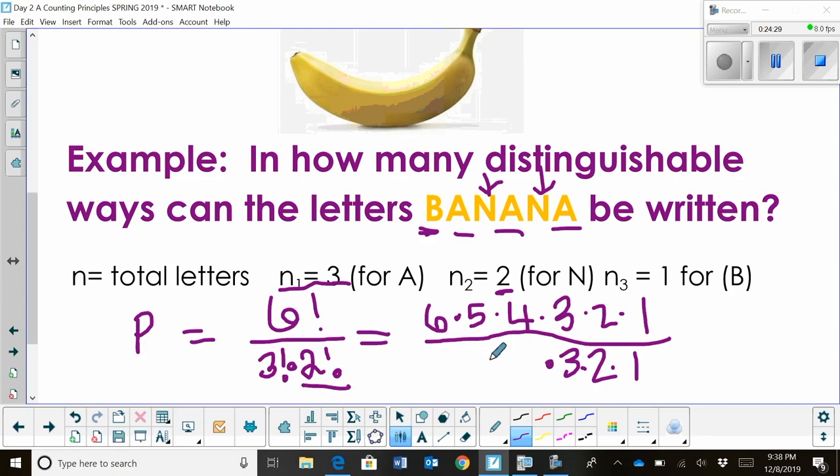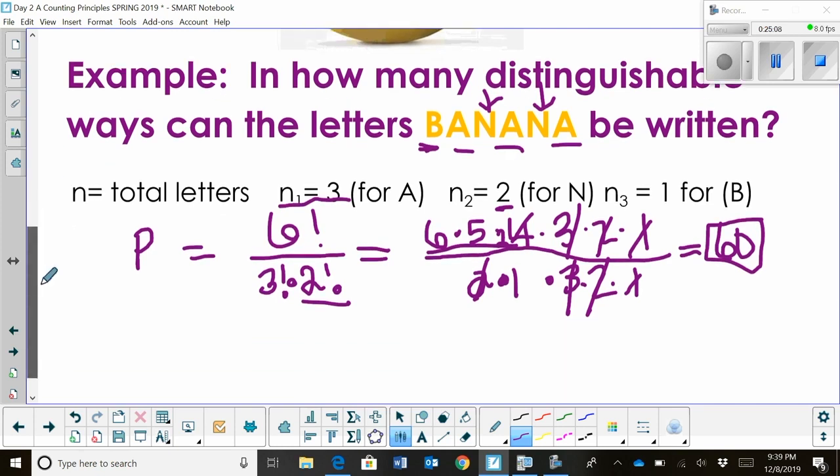Then I have a 2 factorial. Well, 2 factorial is 2 times 1. So I'm going to write that one all out. Now let's cancel out what we can. We can cancel the 3s, we can cancel the 2s, we can cancel the 1s. And then 2 does go into 4, so I could reduce this by 2. And then really, I'm just multiplying together 5 times 6 times 2. So that's 60 different ways the letters in the word banana can be arranged to make unique patterns of 6 letters. And that's how you figure out a distinguishable pattern.